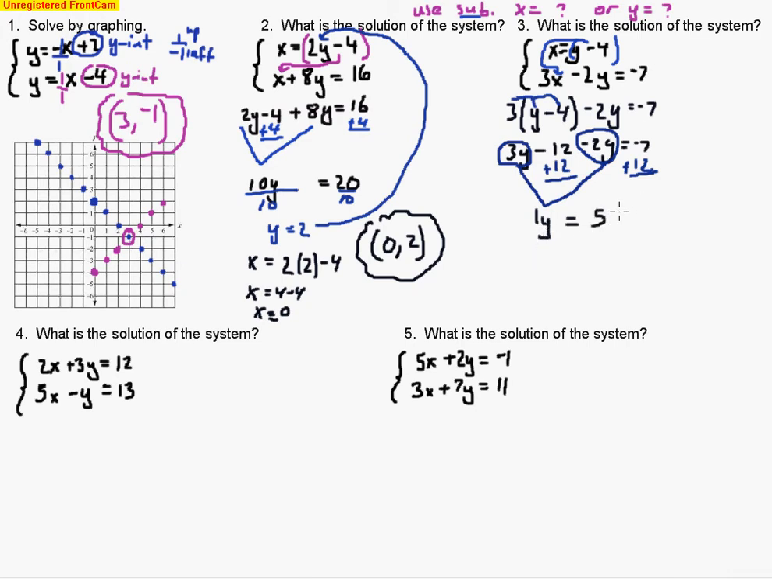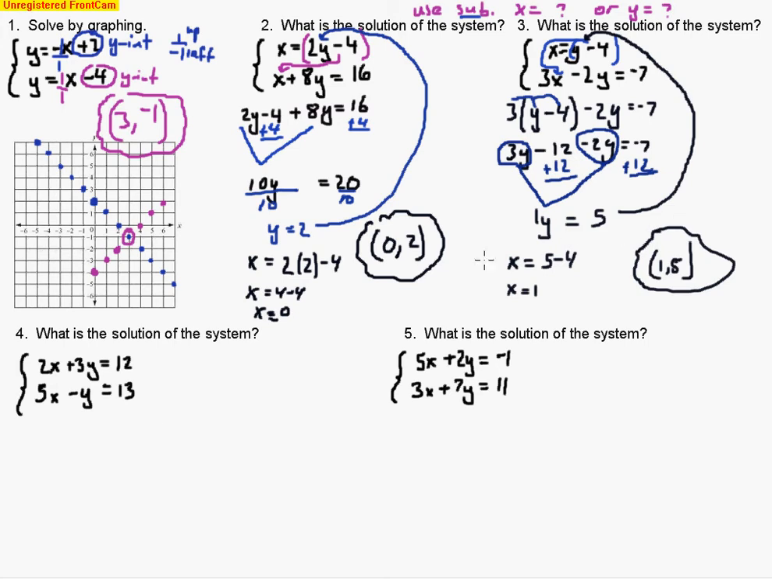Let's take that value and substitute it back into this top equation, solve for x. So x equals 5 minus 4, which is 1. So there it is, our answer, (1, 5). And we've got it. Well, two more problems.